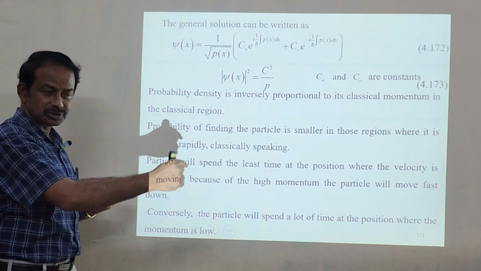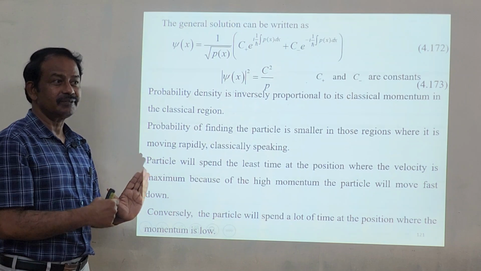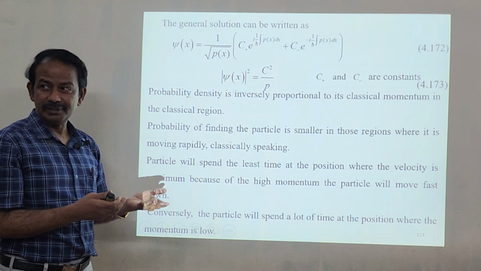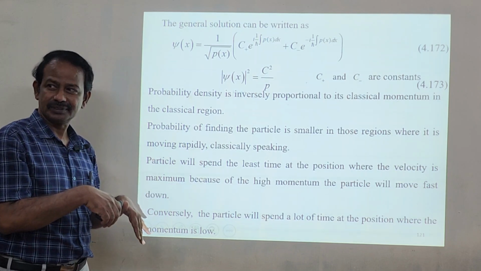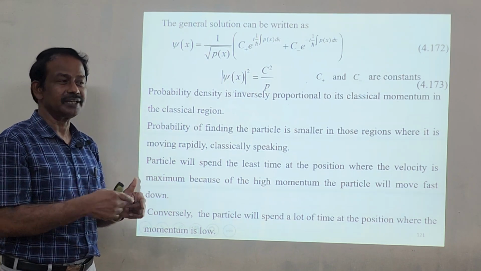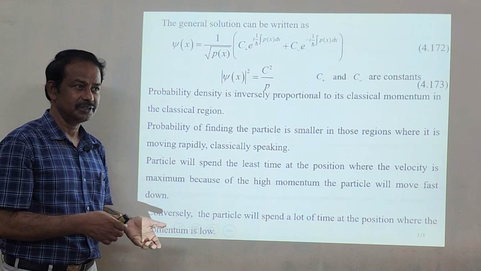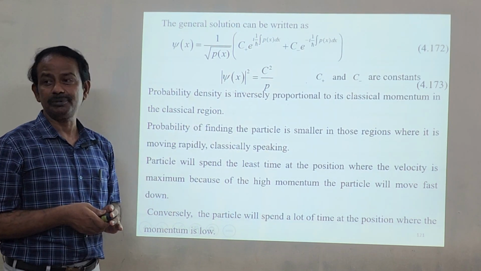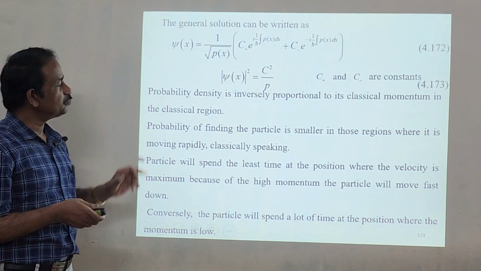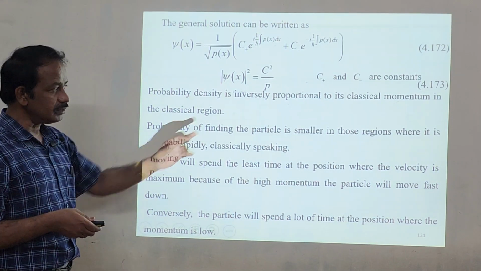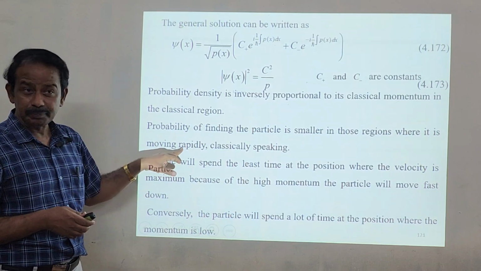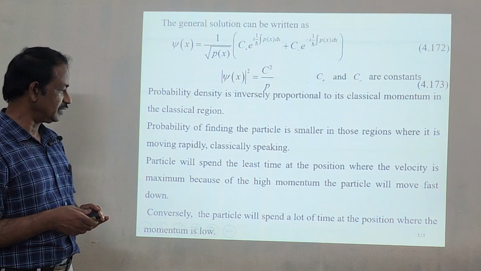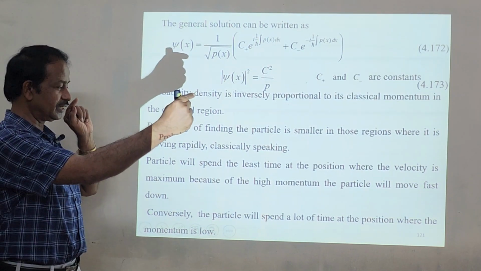Suppose we consider the motion of the particle at the mean position: the velocity will be very, very high and the momentum will be very high. The probability of finding the particle at the mean position will be very low, where the momentum is very high. This is the result of the WKB method. The probability of finding the particle is smaller in those regions where it is moving rapidly. The particle will spend the least time at the position where the velocity is maximum. The turning points are at both the ends.